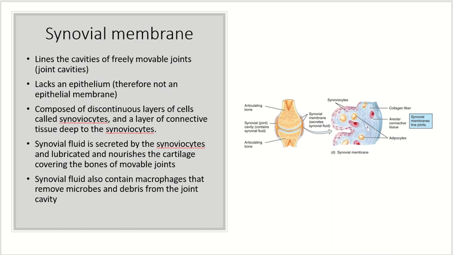These synovial membranes are made up of a discontinuous layer of cells called synoviocytes. And then there's also a layer of connective tissue found deep to those synoviocytes. Our synoviocytes are responsible for secreting synovial fluid, and this helps to lubricate and provide nourishment for the cartilage that covers the bones at the movable joints. Our synovial fluid also contains macrophages. These are cells responsible for policing and removing any debris or microbes from the joint cavity. So pretty handy there.